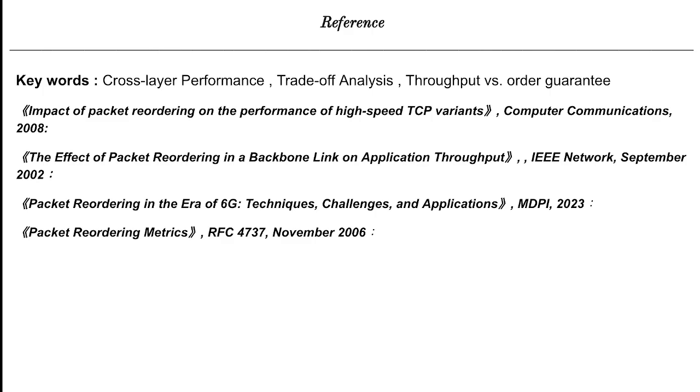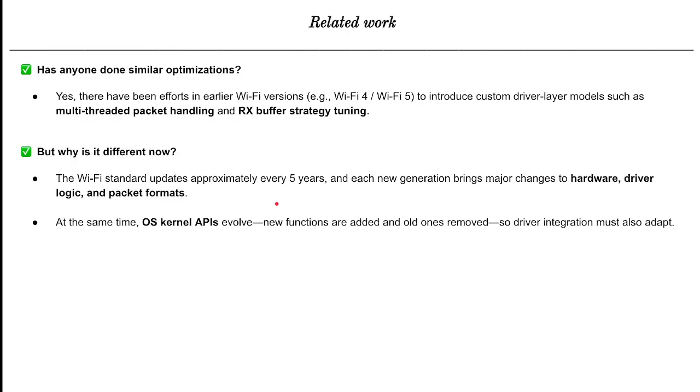And here's my reference. I did some related work search on Google Scholar. Has anyone done similar optimization? Yes, definitely, but they all were done on Wi-Fi 4 and Wi-Fi 6. But why is it still different now? Because Wi-Fi gets updated approximately every 5 years, and now Wi-Fi 7 has been released. So with every generation, the hardware, driver logic, and packet formats change a lot. So it's still worth it to try.